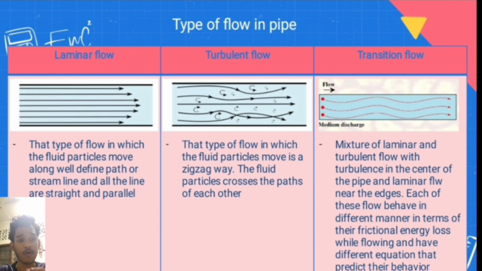Second is turbulent flow. Turbulent flow is the type of flow where the fluid particles move in a zigzag way. The fluid particles cross the paths of each other. Third one is transition flow. It is a mixture of laminar and turbulent flow, with turbulence in the center of the pipe and laminar flow near the edges. Each of these flows behaves in a different manner in terms of their frictional energy loss while flowing and has different equations that predict their behavior. So this is the difference and explanation for the three types of flow.